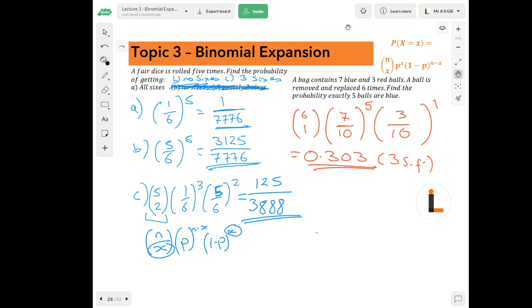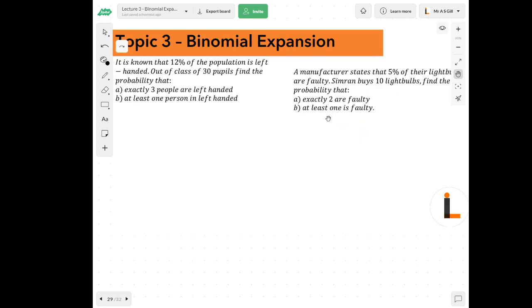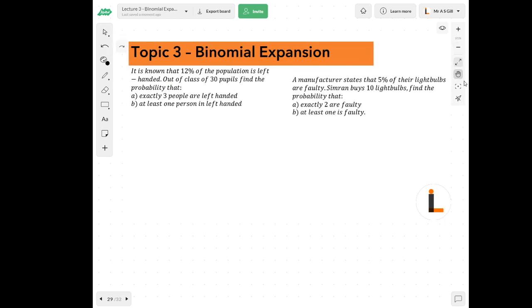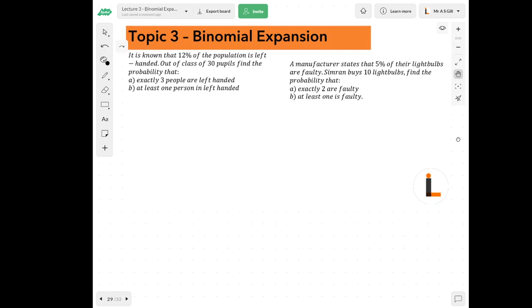Okay, so you can see it's always how many different combinations of this are there, multiplied by the probability of success to the power of the number of times we want success, multiplied by the probability of failure to the power of the number of times that there will be failure. So it's always that pattern, always that pattern. Okay, so there are some more questions on this screen here to have a go at as well.